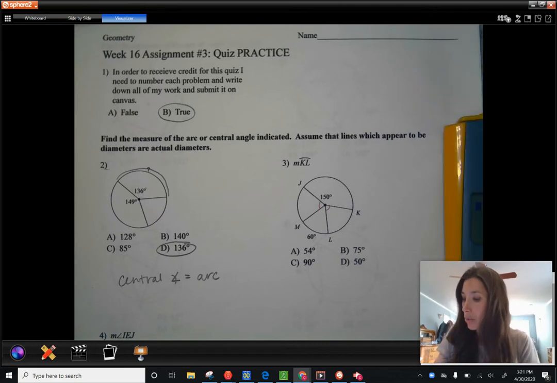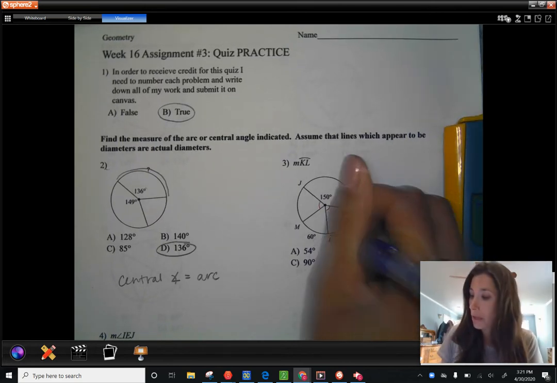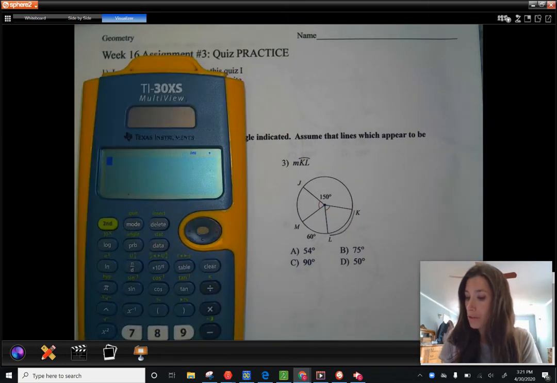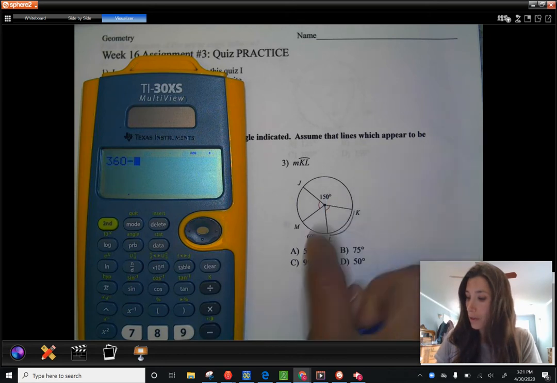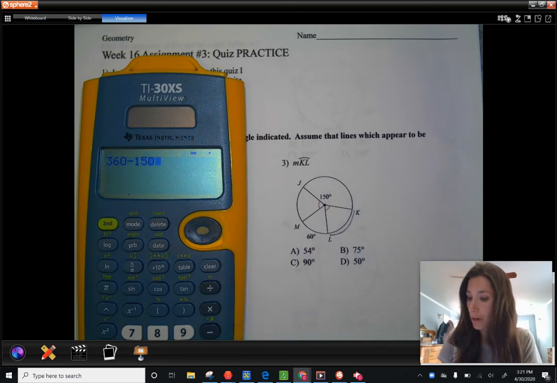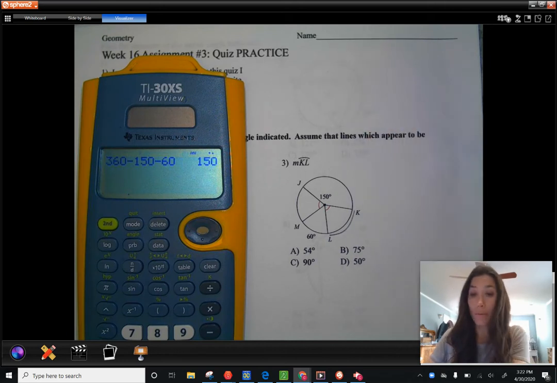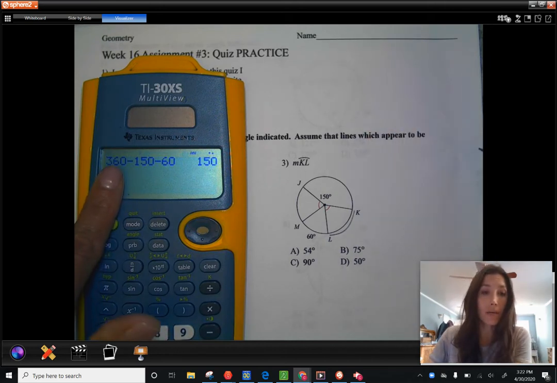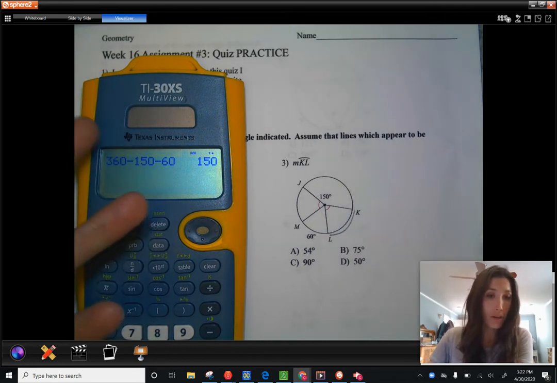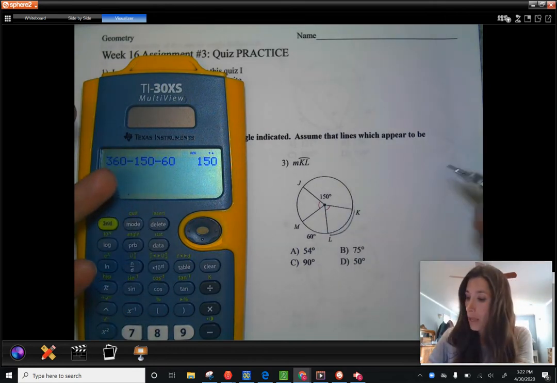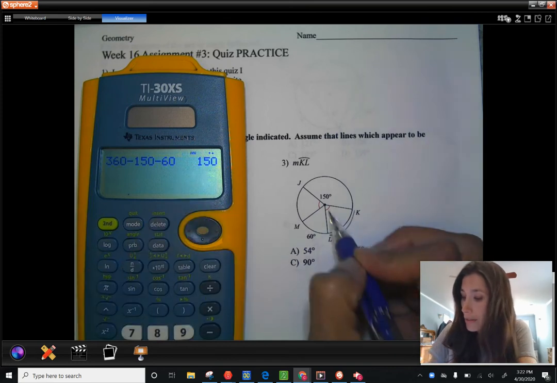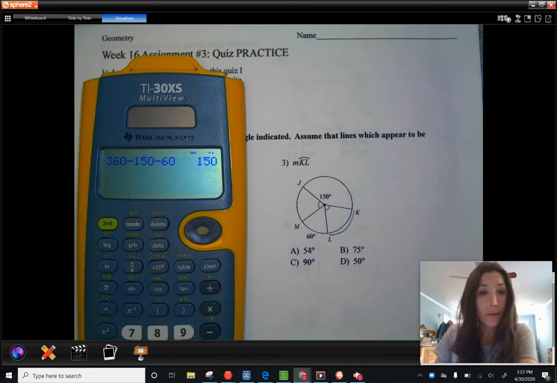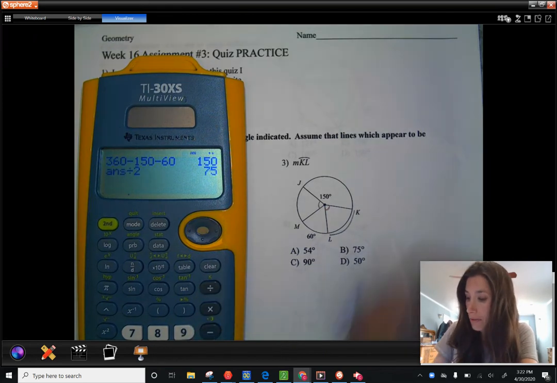And the next question here, we're looking for KL. I would say that we know a circle is 360 degrees, right? So we're going to subtract 150. We're going to subtract 60, the 2 that we already have here. And what we're left with is 150. Whatever I wrote down in this calculator, that would be an example of what you would write down on your piece of paper that you're showing work for. So we're left with 150, and these 2 angles here are marked as equal, so I would take that 150 and divide it by 2, so I'd get 75.